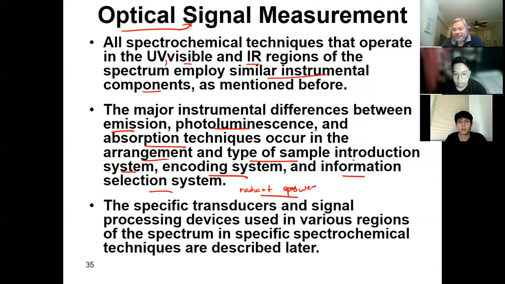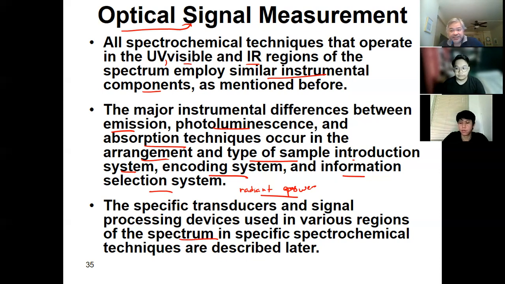Because if you want to see if a material is fluorescent, all you need to do is shoot light and see if it fluoresces. If it doesn't fluoresce, then you could say that there's no light on it. The other thing is just to improve the detection, if you want to convert it into a quantitative method. The specific transducer and signal processing device used in various regions of the spectrum in specific spectrochemical techniques are going to be described later.